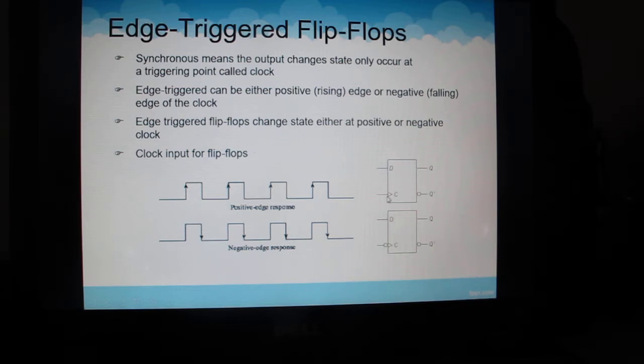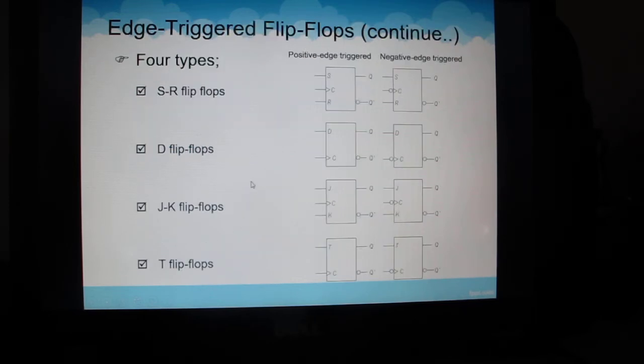You can remember this one: make sure you check the bubble. If no bubble, that means we focus on the positive edge trigger. If bubble here, that means we focus on the negative edge trigger. So on each trigger flip-flop we have 4 types, almost similar to the latch.